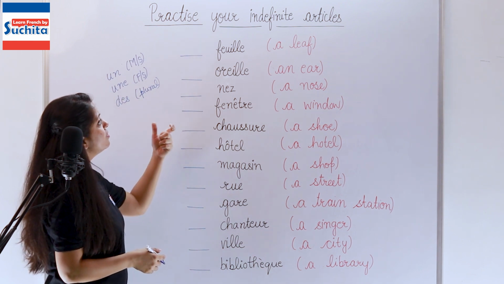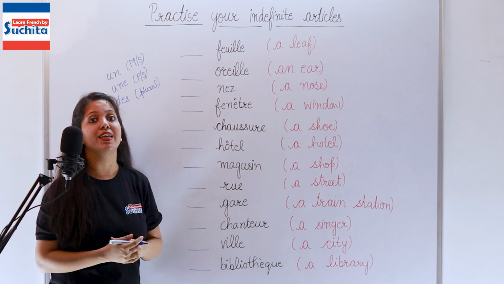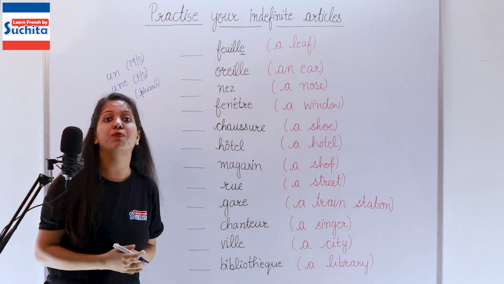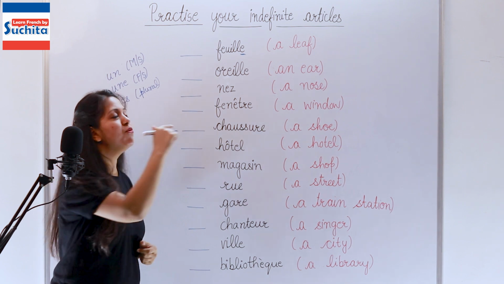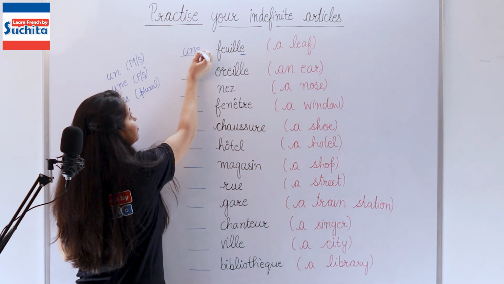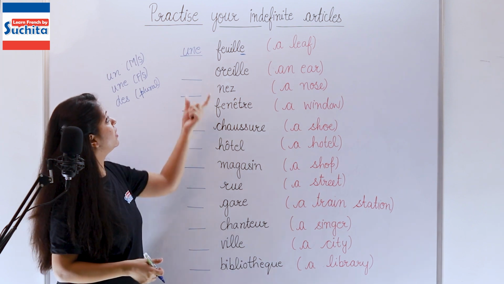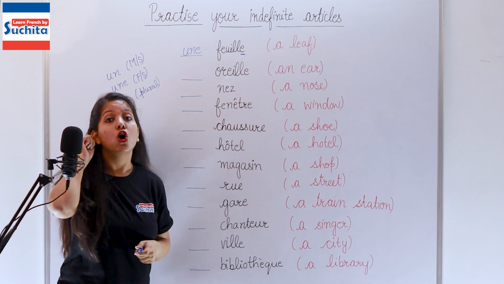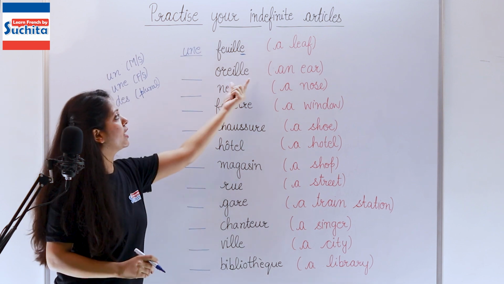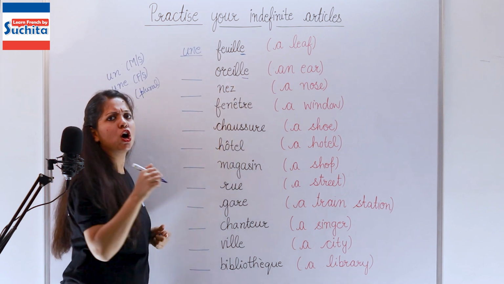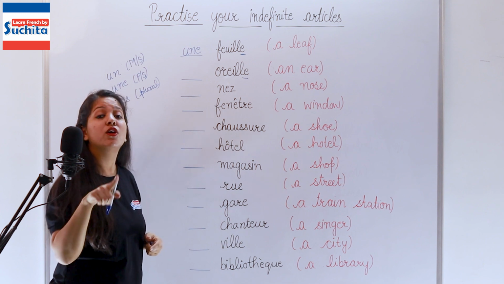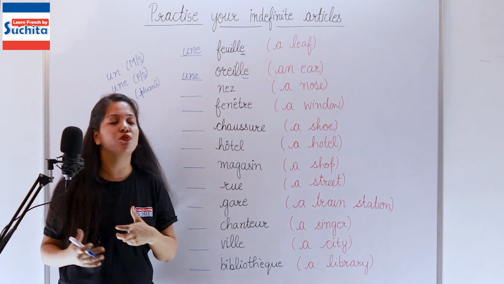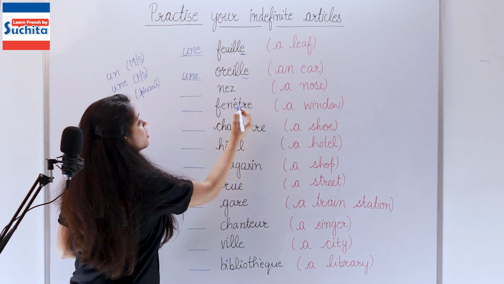So the first word is feuille. Now it ends with an E, so the answer would be une feuille. Très très bien, bravo. Une feuille, because it's feminine, it's ending with E. Now oreille. Again, it ends with E. Un oreille, une oreille. Une oreille. Bravo, hein? Allez, on continue avec nez.